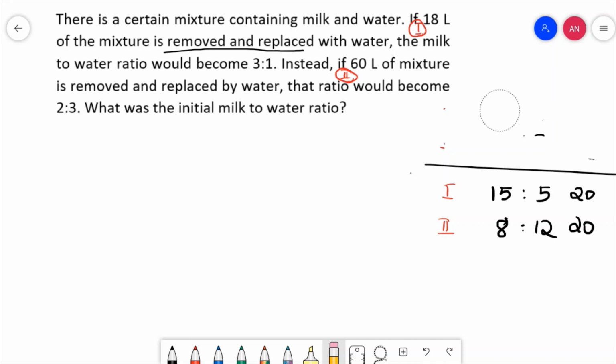I will remove the rest of it. This is milk, this is water, and this is total.